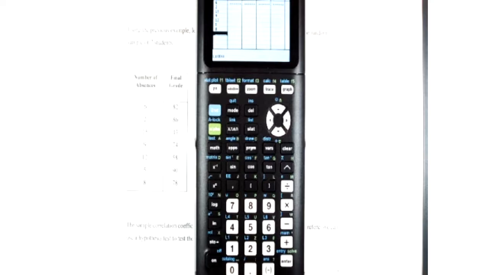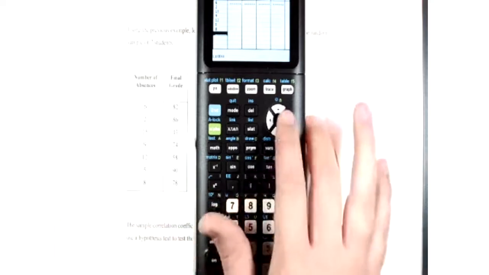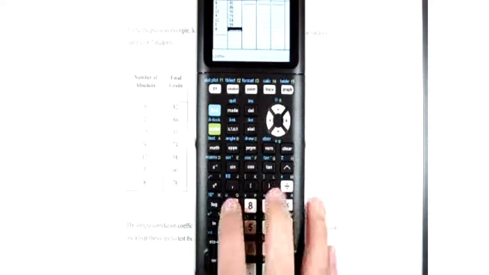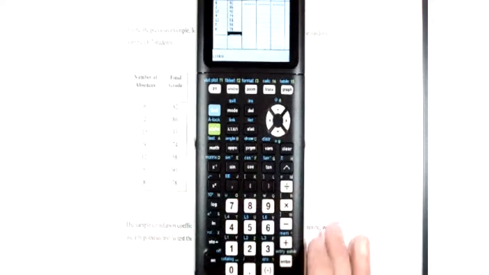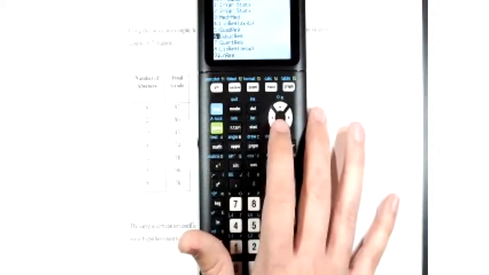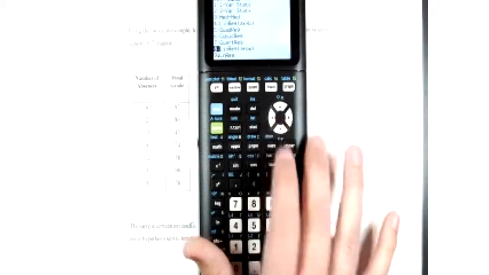So we enter in the number of absences into L1, and then we enter in the corresponding final grades into L2. Eight, 90, and 78. So once you have those entered, just hit second mode. That'll take you back to the home screen. Then go into stat, calculate, and then go to line reg a plus bx.